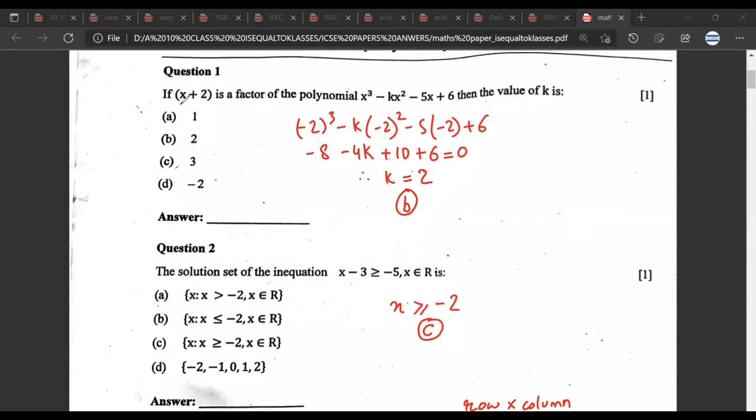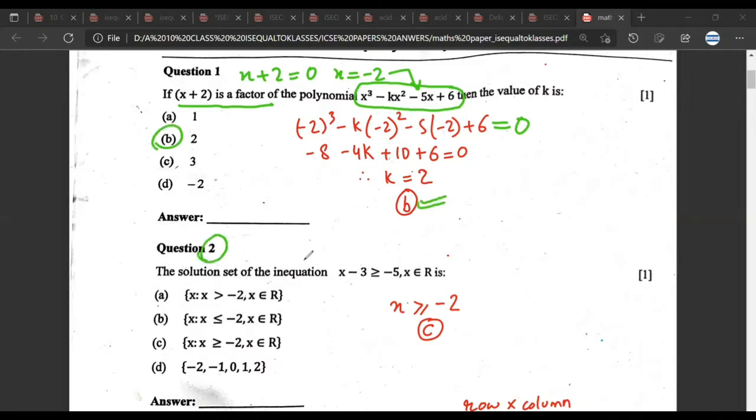First question, fairly simple. X plus 2 is a factor. Therefore, if I put x plus 2 equal to 0, x is equal to minus 2 in this polynomial, then the whole of this polynomial should become equal to 0. And I solve for k, and the answer is B. So, this is the correct answer.